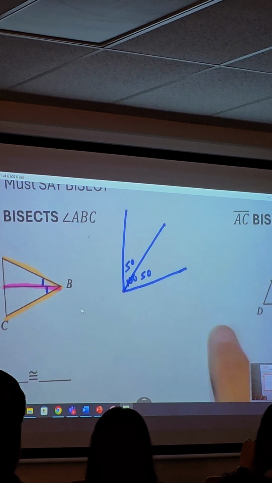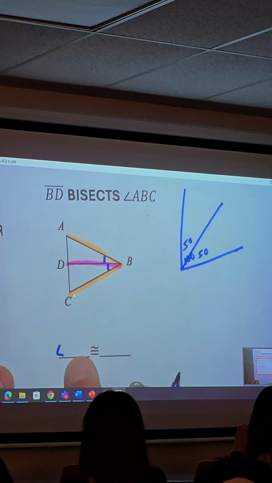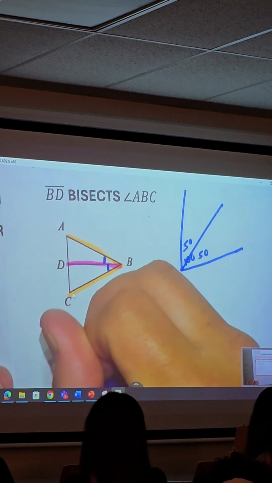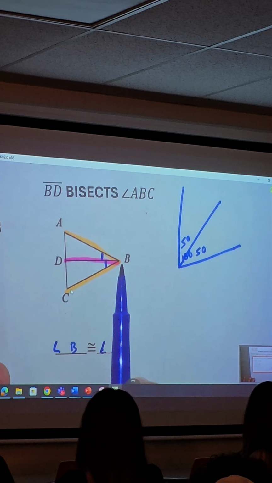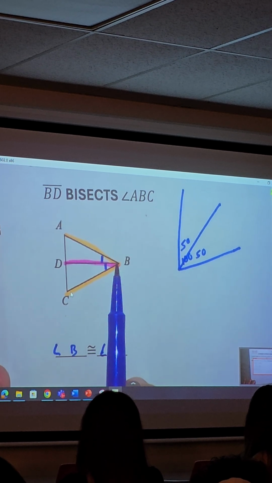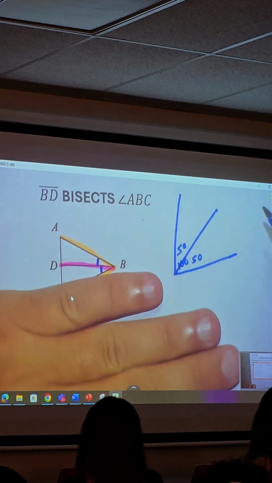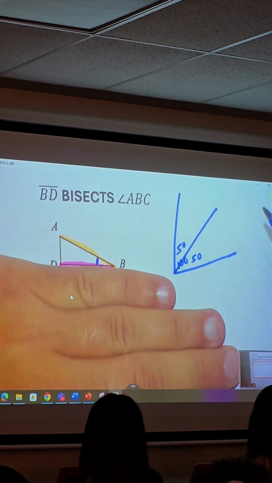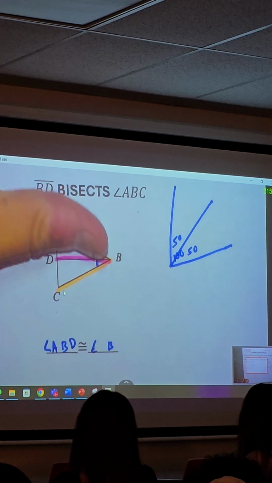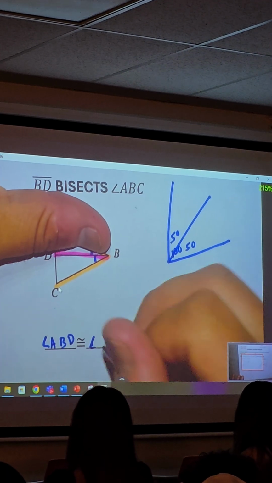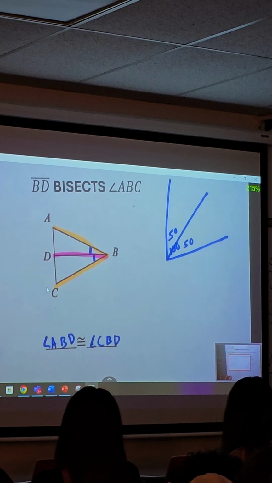Now look, write the letters. Okay, so remember, what letter needs to be in the middle? B. And what letter needs to be in the middle over here? B. Also B. Right? So how do you want to call this angle? We'll focus on the top picture. How do you want to call that angle? She wants to call it ABD. What do you want to call the bottom one? She said C. We'll do CBD. There you go.